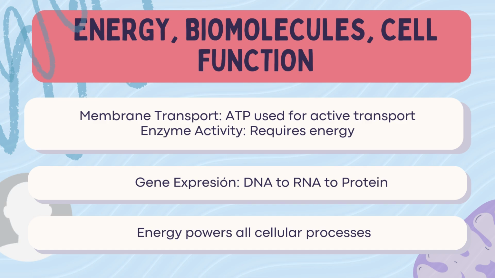One of the most important processes in the cell is the flow of information, how we go from DNA to RNA to protein. This is called gene expression, and it's energy intensive. Transcription and translation both require ATP to build the proteins that make up everything from your muscles to your hormones. So in the big picture, energy and biomolecules work hand in hand. The cells use the energy to build molecules, and those molecules help produce and use energy in return. It's all a cycle that keeps the cell alive and functioning properly.